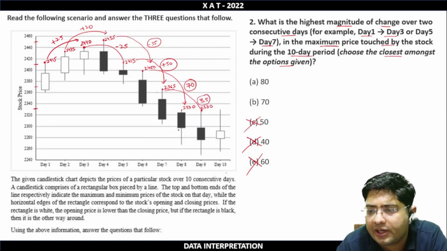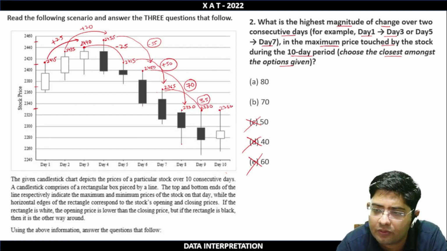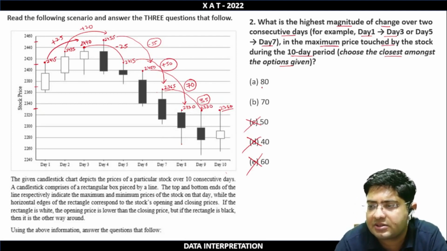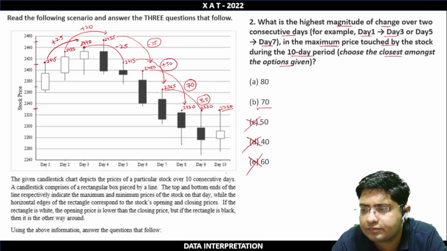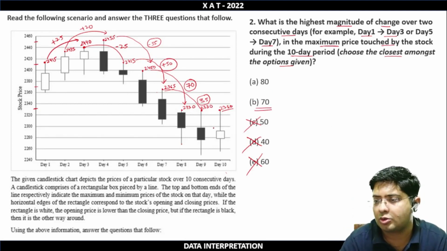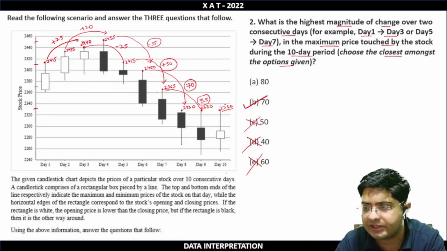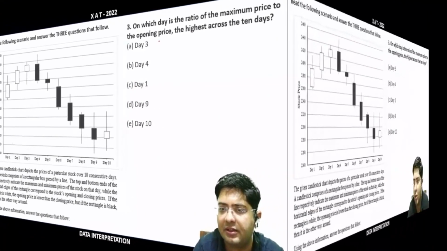Okay. And from day 8 to day 10, there is no change. That is, it remains constant at 2330. So the maximum change which I can see here is 70. So that must be the correct answer. Option B, 70.